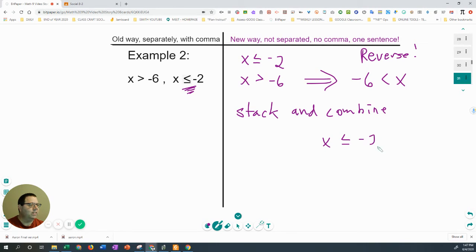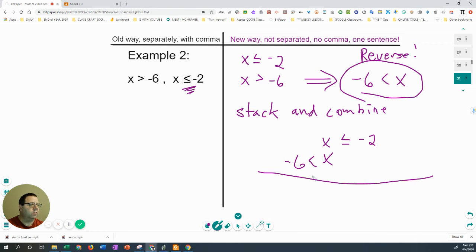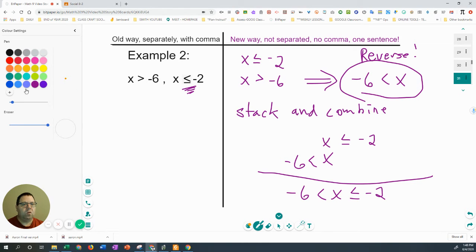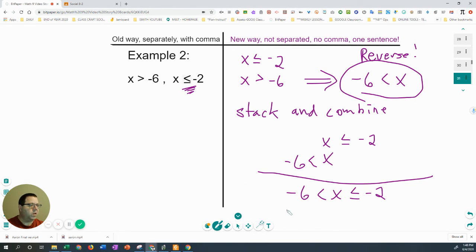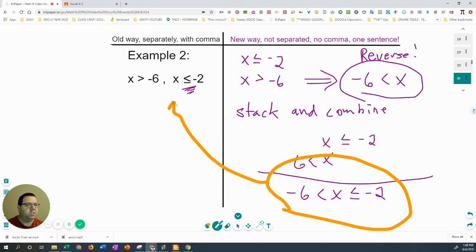So take the reverse relationship and write it. Make sure your x's are stacked up. It's almost like adding like terms a bit. So then you're going to say negative 6 is less than x, less than or equal to negative 2. Okay? So again, this is the final result. This one little thing is the same as writing it out separately.